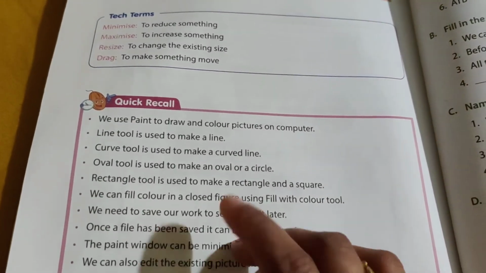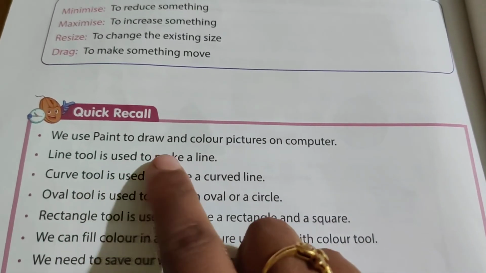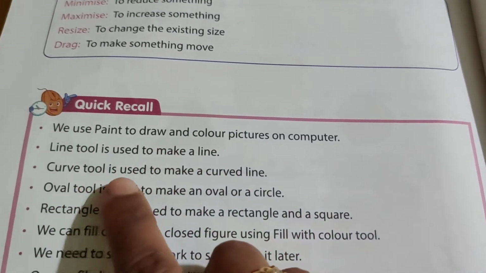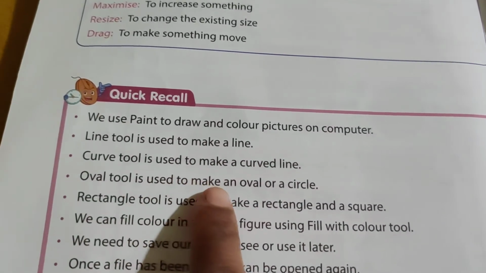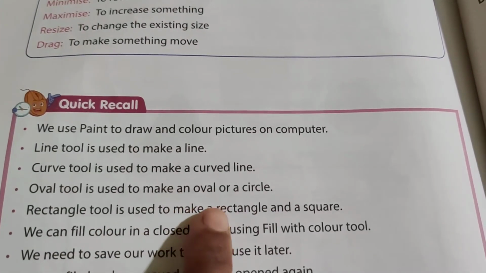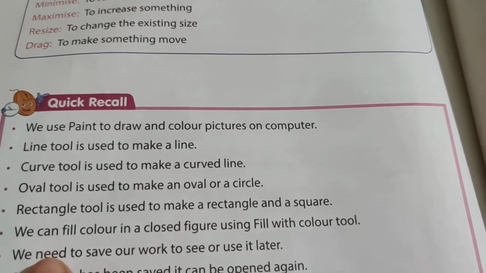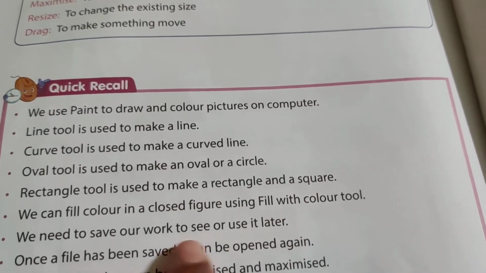We use Paint to draw and color pictures on the computer. Line tool is used to make a line. Curve tool is used to make a curved line. Oval tool is used to make an oval or a circle. Rectangle tool is used to make a rectangle and a square. We can fill color in a closed figure using the fill with color tool.